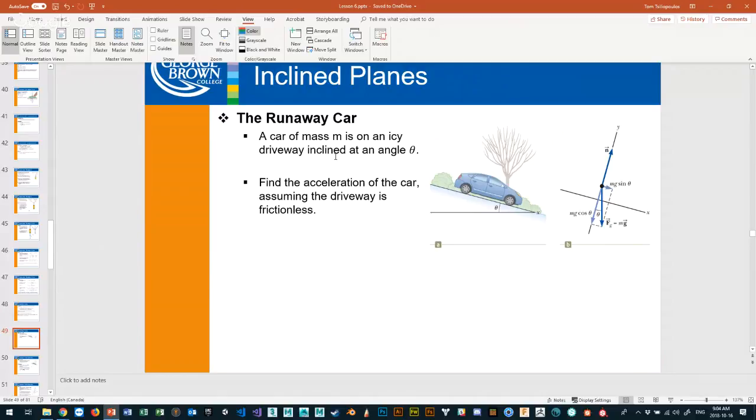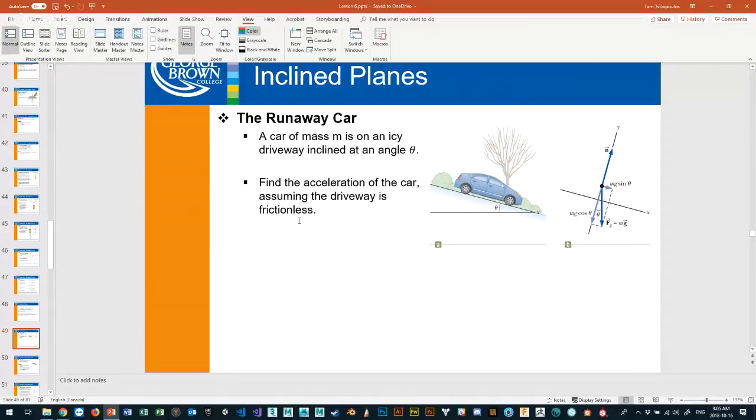We can look at it the same as a runaway car. This car doesn't have its parking brake on, and it's left to roll down a hill, as an example. The car of mass M is on an icy driveway, inclined at an angle theta. Let's say it's in park, sure, on an icy driveway. Find the acceleration of the car, assuming the driveway is frictionless.